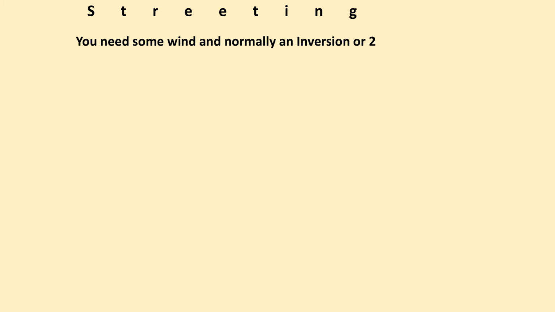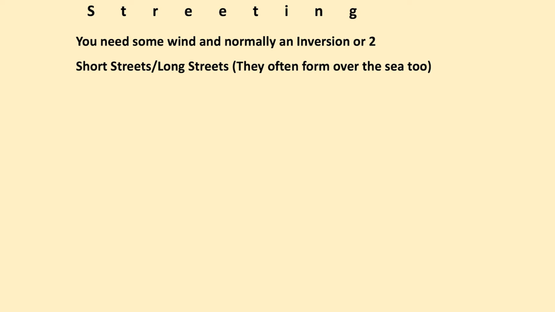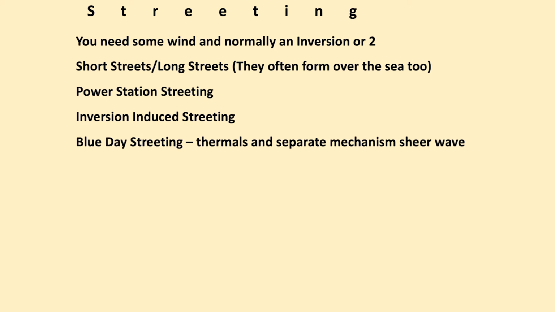Streeting. You need some wind and normally an inversion or two. Short streets and long streets. They often form over the sea too. There's power station streeting. Inversion-induced streeting. Blue day streeting, with thermals and a separate mechanism for shear wave.